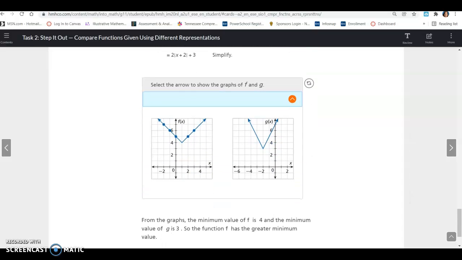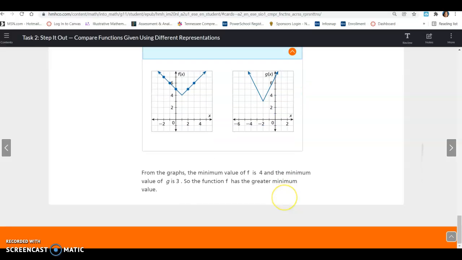All right, so if you want to look at the graph of f and g, f of x would be this absolute value function here. You can see that its vertex is at 1, 4, and this is our absolute value of g of x, and it is at negative 2, 3. So this one has a greater minimum because 4 is greater than 3. So that's two different ways to look at those two graphs. If you have any questions, please let me know.